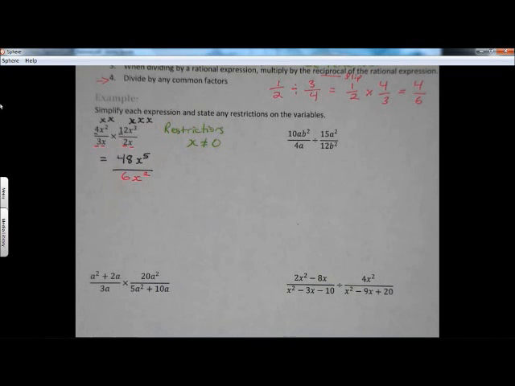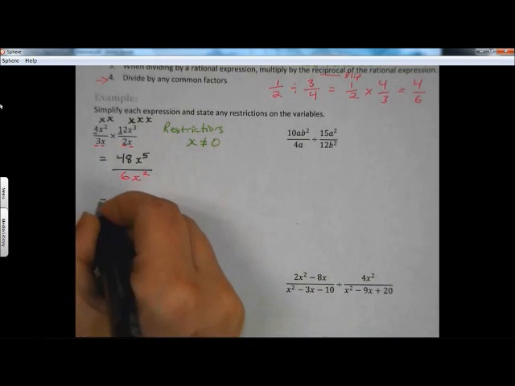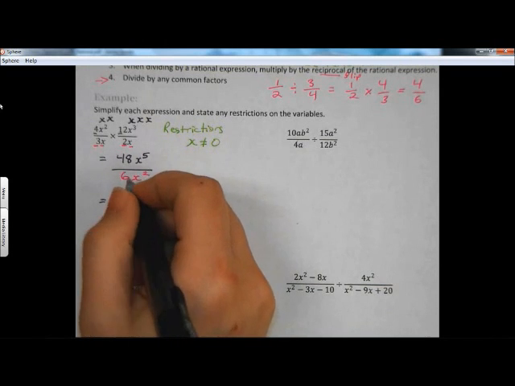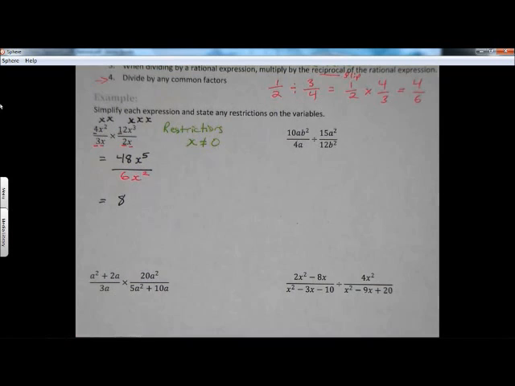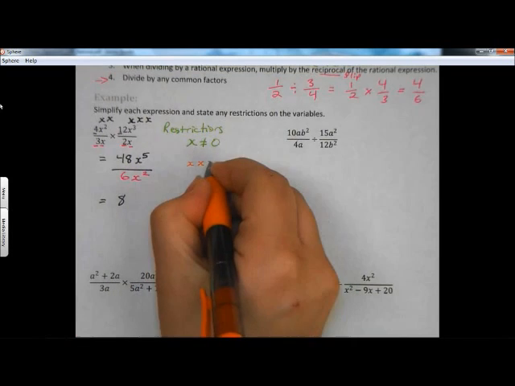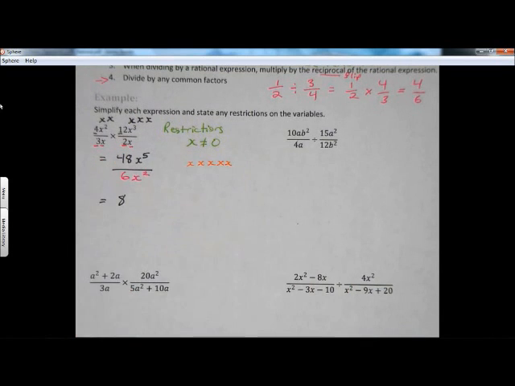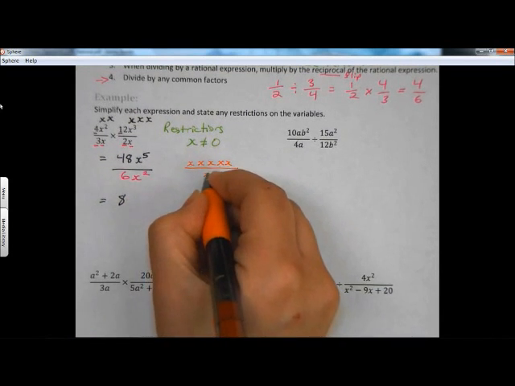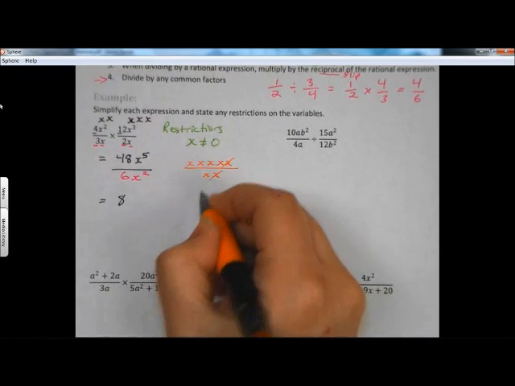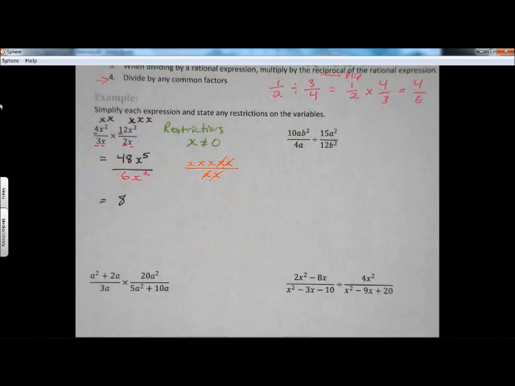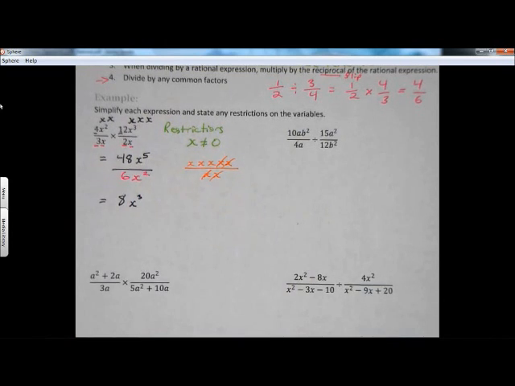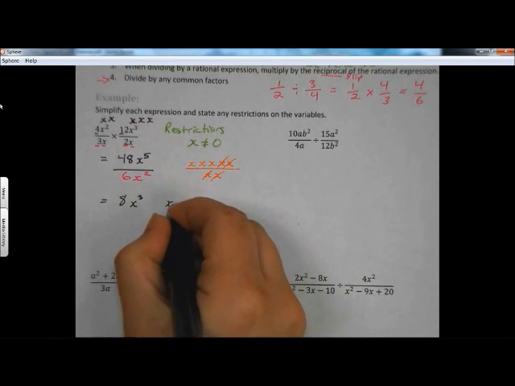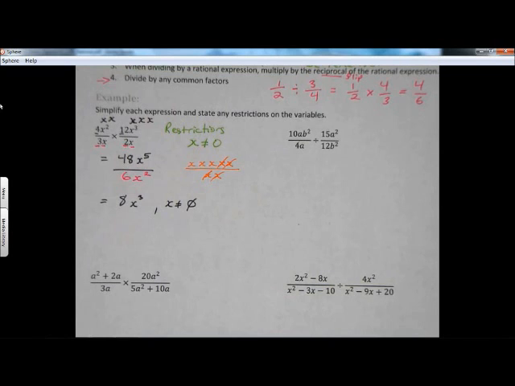All right, let's see if we can do any simplification. 48 divided by 6 is 8. And x to the 5, x to the 2, you can think about that as 1, 2, 3, 4, 5 x's. That's what x to the 5 means. And that's 2 x's. Well, that would cancel with that, and this would cancel with this, and I'd be left with just 3 little x's. So simplify each expression as long as x cannot equal 0. State my restriction. All right, let's try the next one.